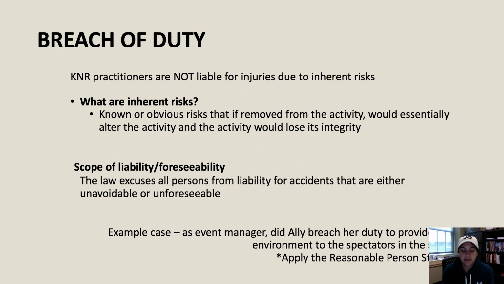Okay. Scope of liability and foreseeability. Generally, practitioners are not going to be liable if something is just completely out of the blue or unforeseeable. Okay. So in our example case here with Allie, the event manager, she has the ability to look at her radar on her phone and see that this storm is coming, right? So she knows that this is foreseeable. But let's say that just out of the blue, this storm popped up. There was no radar indication. There were no warnings from the weather service.